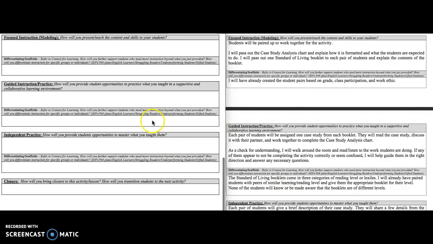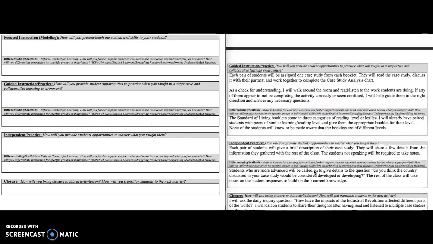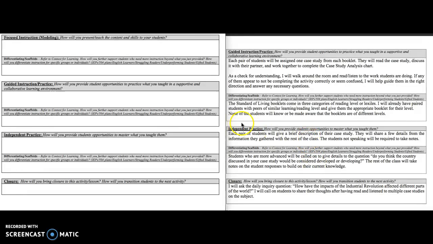And then to continue, we have the guided instruction in practice. So here it's we do. So how will you provide student opportunities to practice what you taught in a supportive and collaborative learning environment? So essentially you're working alongside the students, ensuring that if they have any questions, their needs are met. So here we can see that she will check for understanding by walking around the room, ensure that students are doing what they're supposed to do, and differentiating scaffolds.